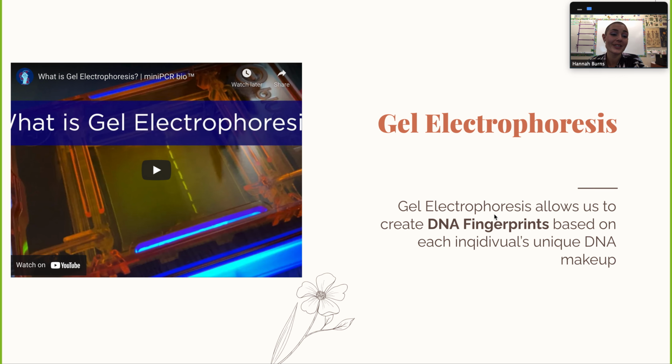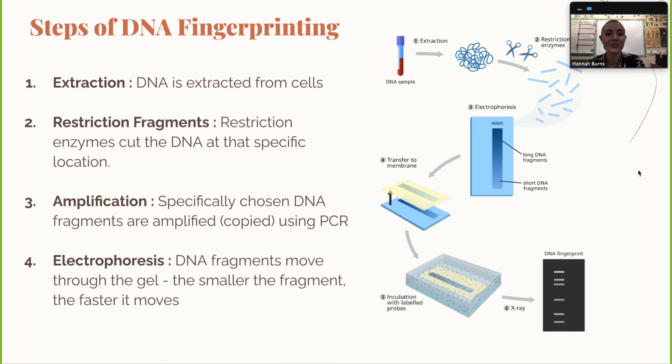So gel electrophoresis in general allows us to create DNA fingerprints based off of each individual's unique DNA makeup. And it's actually a great way to visualize the actual differences in each individual's DNA, which is incredible, right? We went from not knowing what DNA looked like to now being able to not only understand more of its structure, but actually see it doing these kinds of processes. So very, very cool. I always love to see how science just continues to develop.